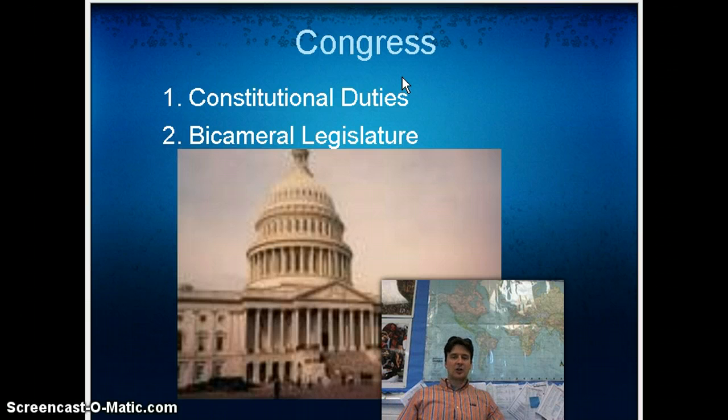A bicameral legislature, we've talked about this already. All bicameral means is that there are two houses. We have a House and we have a Senate.